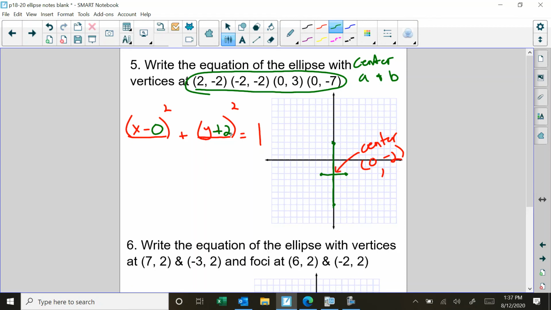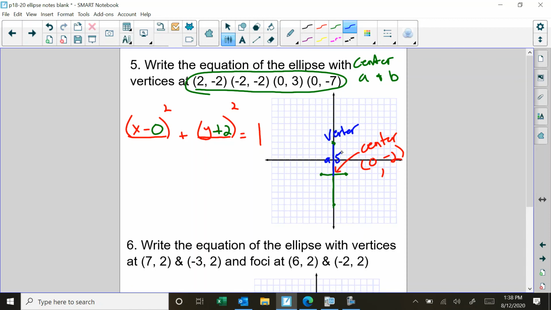Now all we need is our A value and our B value. The A value is the longer of the values from the center to the vertex. So here is your vertex right here. How long is that right there? That is A. If you count those units, 1, 2, 3, 4, 5, we have 5 units right there.